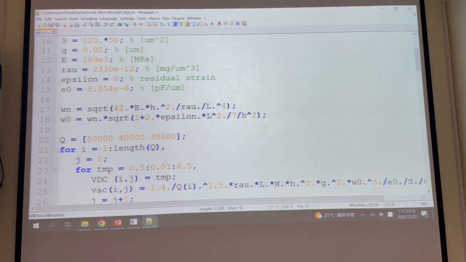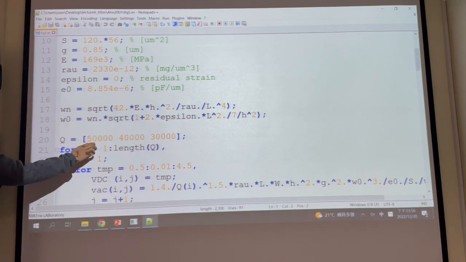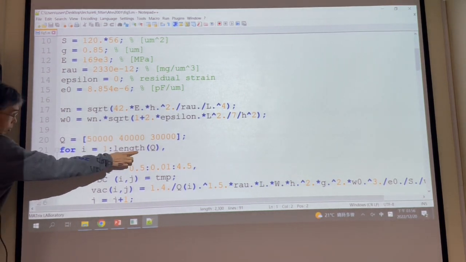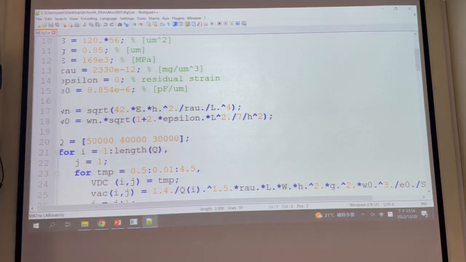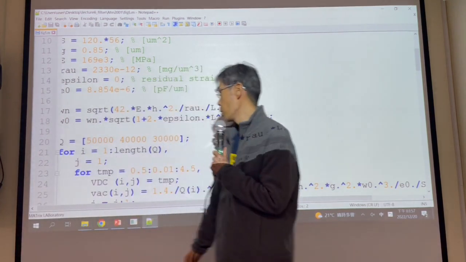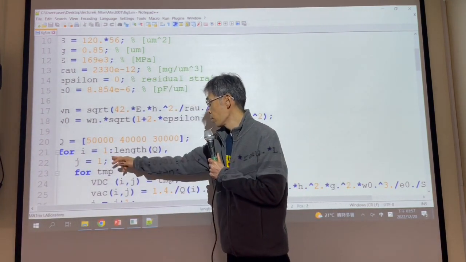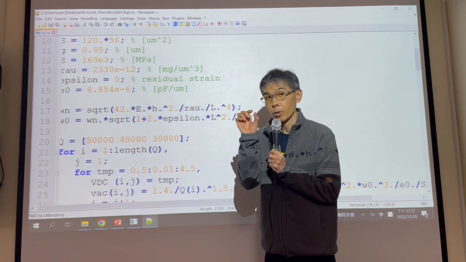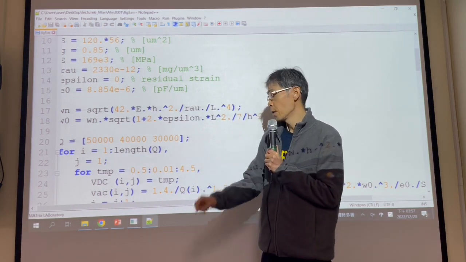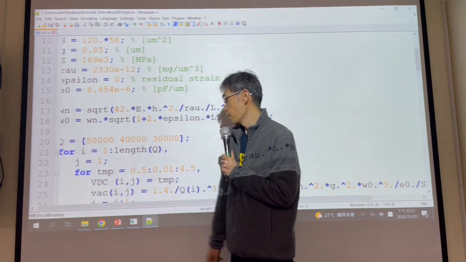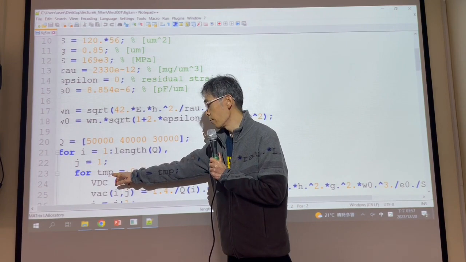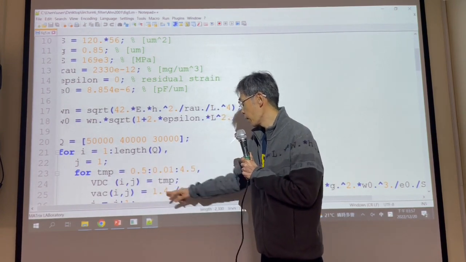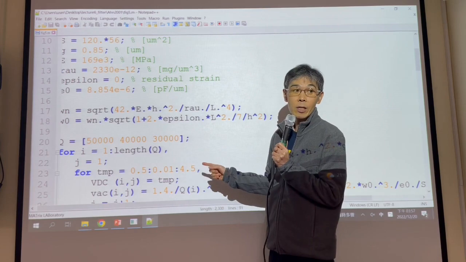And we have two loops to plot this curve. For loop 1, we consider three cases: case 1, case 2, case 3. So length of Q equals 3, I equals 1, 2, 3. Then J counts how many points we want to plot. The initial value of J is 1. Then TMP is just a variable from 0.5 to 4.5. They are VDC.